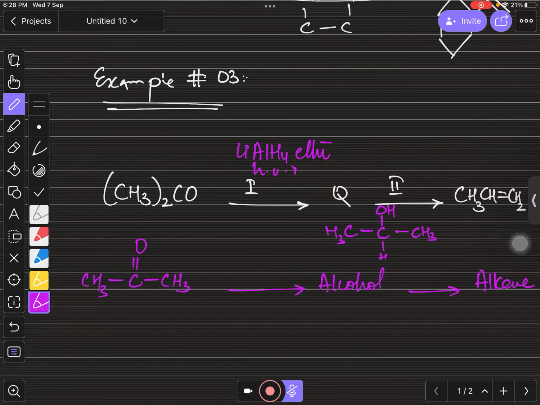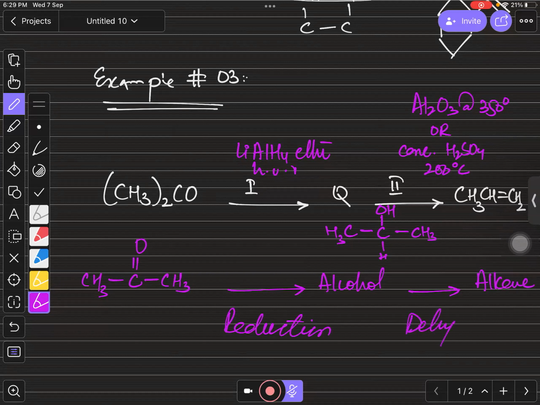And then this secondary alcohol is going to be treated with concentrated sulfuric acid at 200 degrees centigrade to form alkenes, right? Or you can even use aluminum oxide as well at 350 degrees centigrade to form this, right? And this is reduction, we know that. And this is what? Dehydration, you need to remember. Right, bacho?